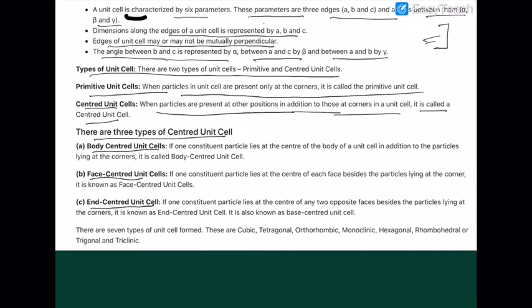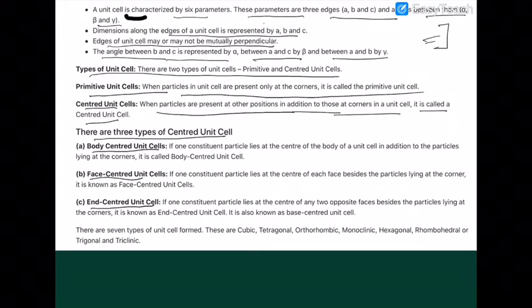Since we have only cubic discussion at the board level, and a discussion of cubic and hexagonal at the IIT level, the other structures are not so important because they are not part of the syllabus.